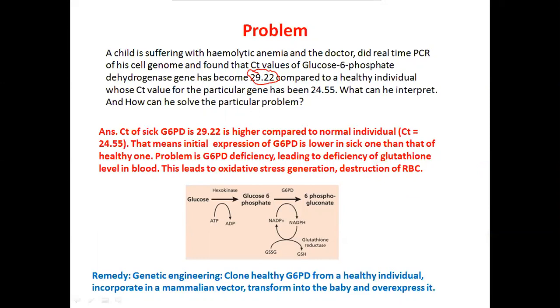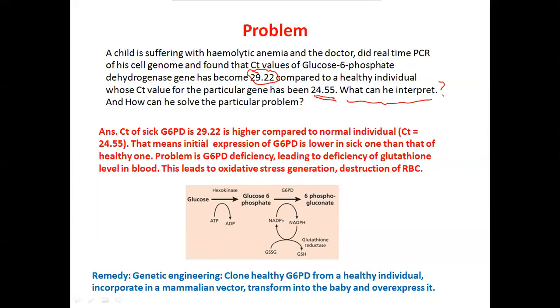Compared to the healthy child, he has seen that for the healthy child, the CT value for the same gene is 24.55. But for the anemic child, it has become 29.22. So my question is, what can he interpret first? Second, how can he solve the particular problem? What is his remedy? How can he help the child to relieve from the disease?